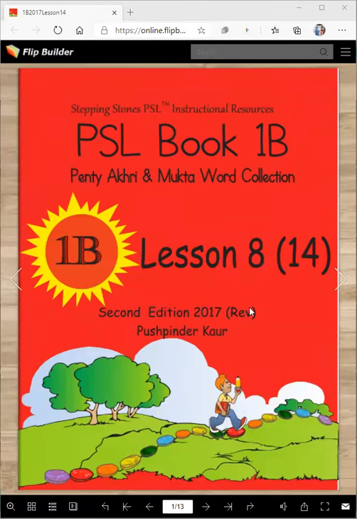Welcome to PSL Book 1B, Lesson 8. The lesson actually is 14 in your book and it's on page 69, but this is the eighth week.